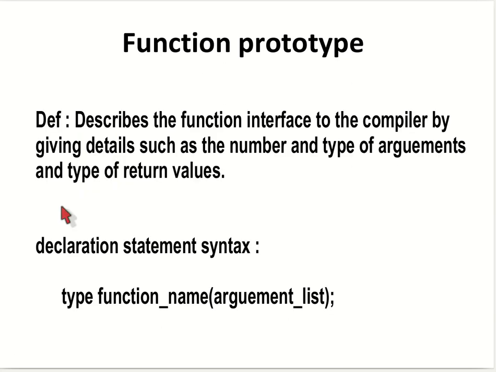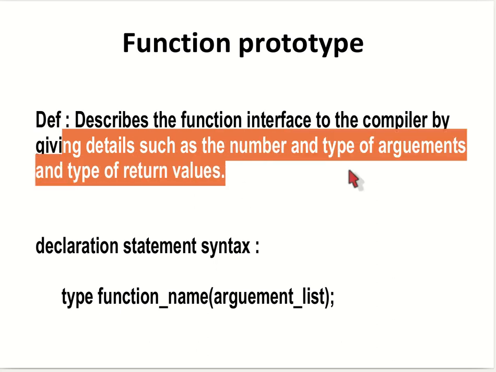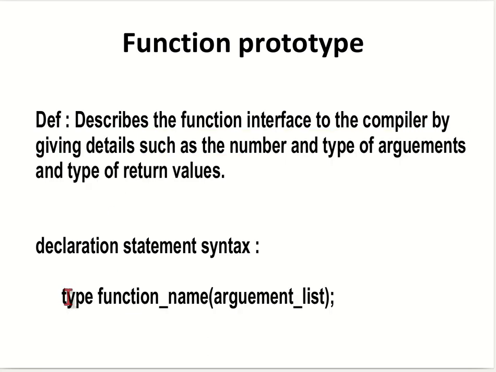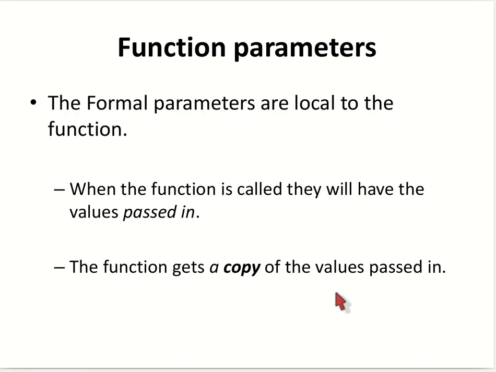This is the definition of a function prototype. It describes a function interface to the compiler by giving details such as the number and type of arguments and the type of return values. The declaration statement syntax will be: return type, function name, argument list, and then a semicolon.